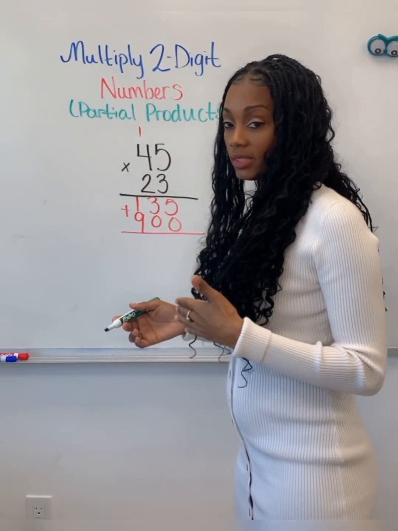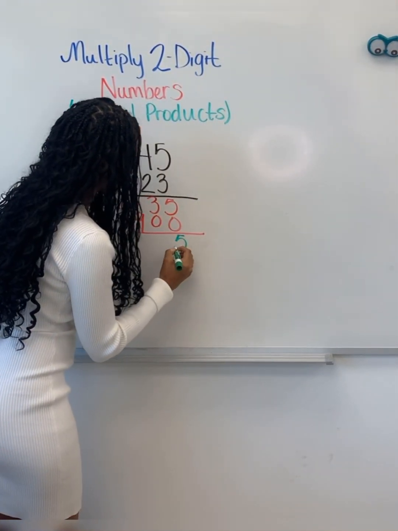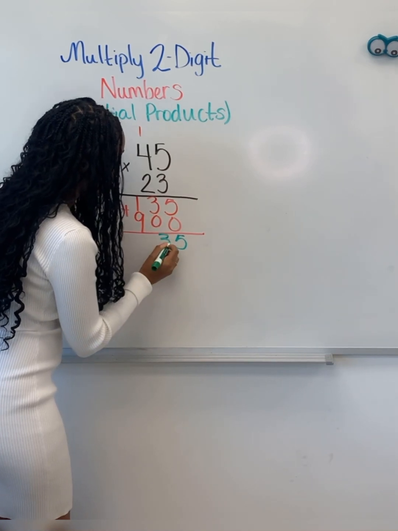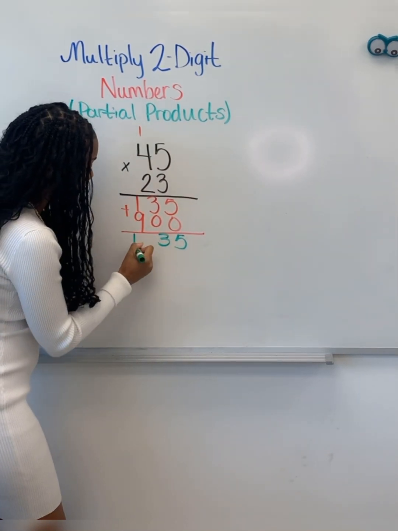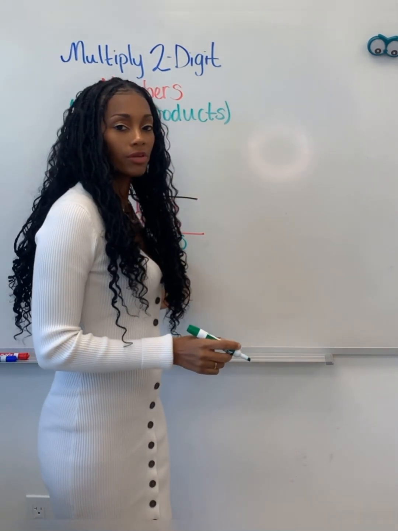So now I just add it. So 5 plus 0 is 5. 3 plus 0 is 3. 1 plus 9 is 10. Put my comma, and my product is 1,035.